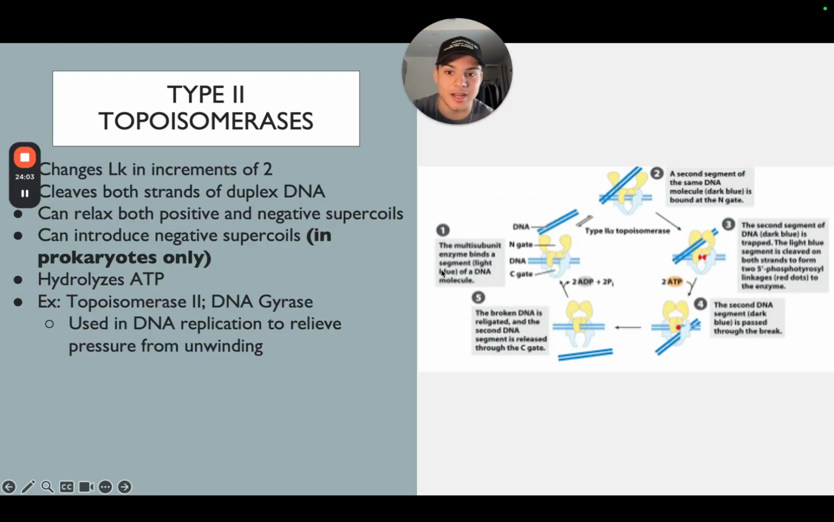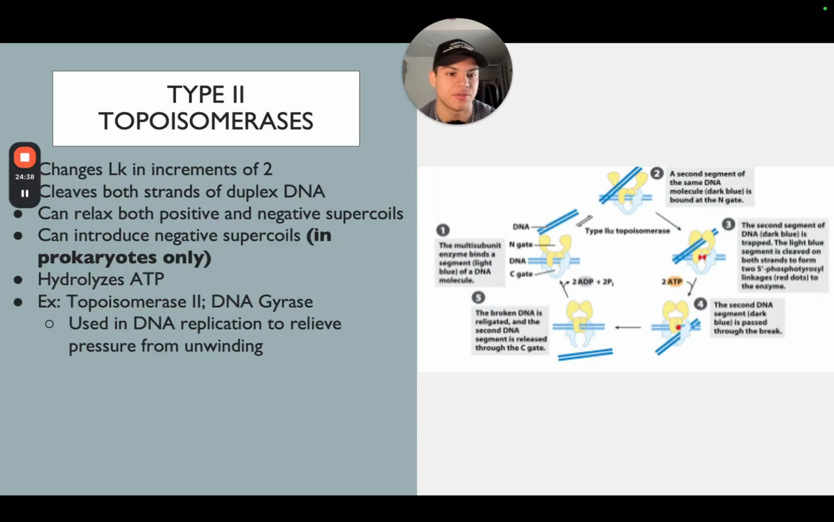Okay, so now talking about type 2 topoisomerases. As insinuated in the name, it changes LK in increments of 2, and it cleaves both strands of the duplex DNA, and in order to do so, it needs to use ATP. So that's the one thing you have to know, is that type 2 uses ATP, type 1 does not. In this instance, it can relax both positive and negative supercoils, and it can introduce negative supercoils in prokaryotes only. Some examples are topoisomerase 2 and DNA gyrase.